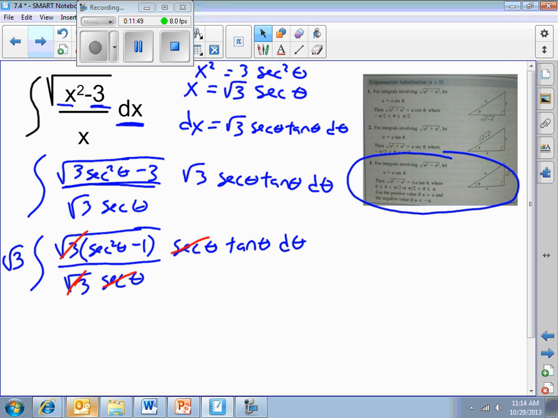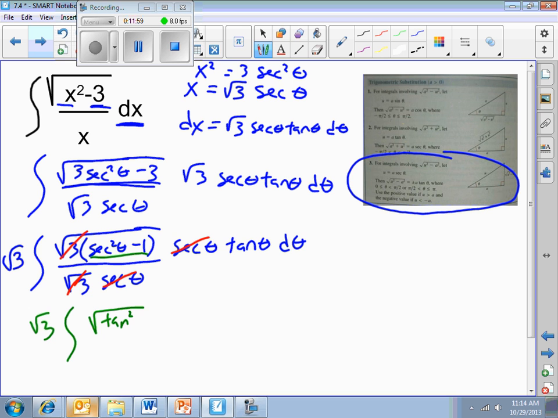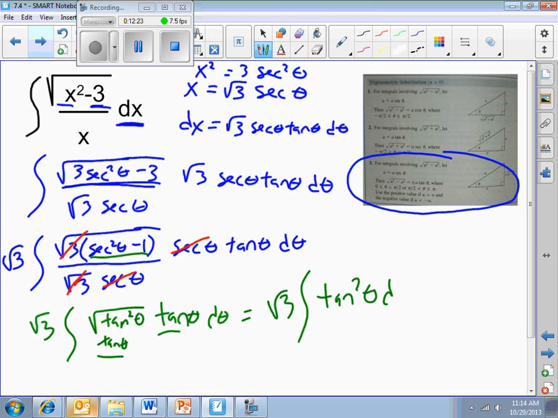So now, what do I have? I have radical 3 integral. The square root of secant squared minus 1 is tangent squared theta. Nothing's left on bottom, times tangent theta d theta, which is radical 3 integral of, the square root of tangent squared is simply tangent. And tangent times tangent is tangent squared theta d theta.